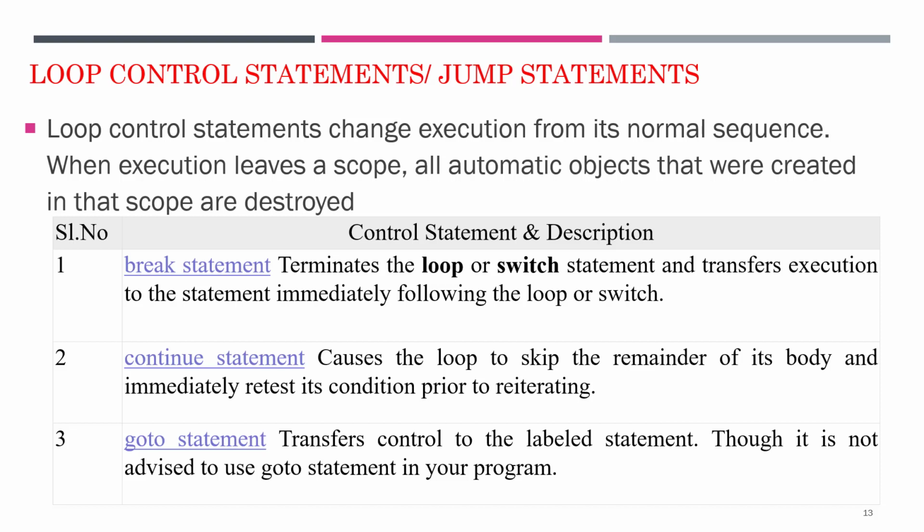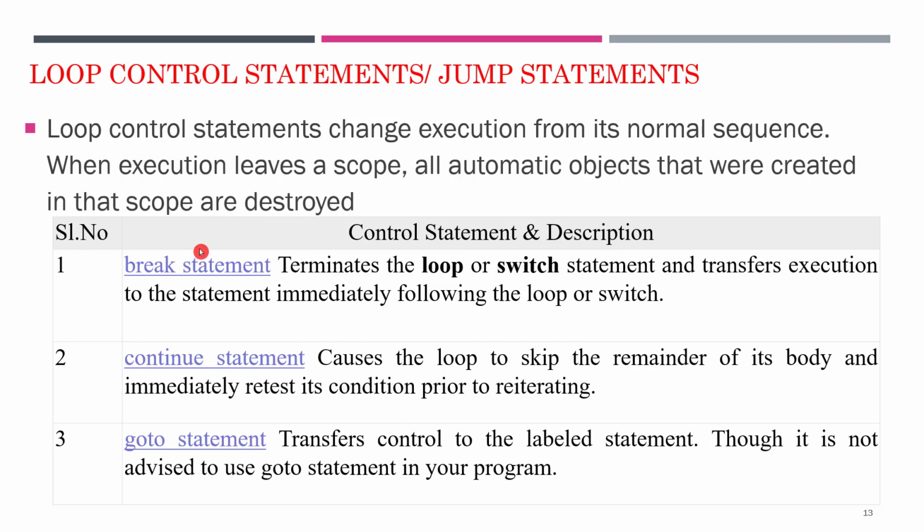Welcome back. In this class, we will learn about different loop control statements. In general, loop control statements change execution from its normal sequence. We have a defined arrangement of statements for an iteration statement, and when you apply some control statements, it will change execution control from the normal sequence. When the execution leaves a scope, all automatic objects that were created in that scope are destroyed.